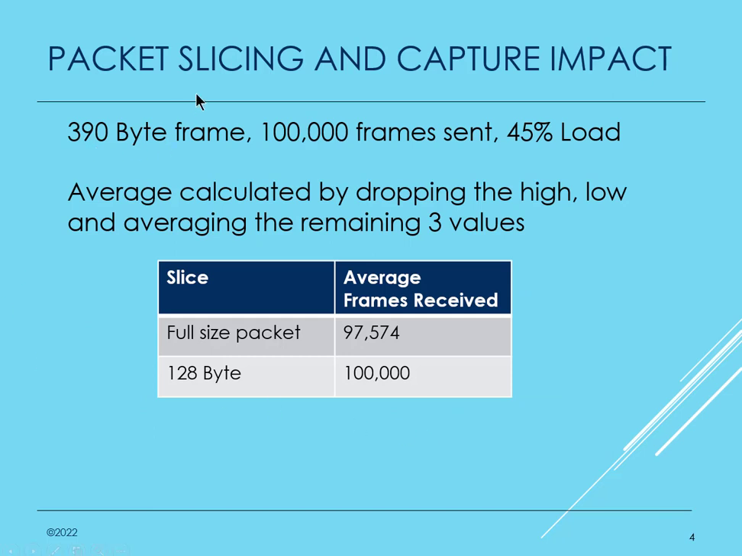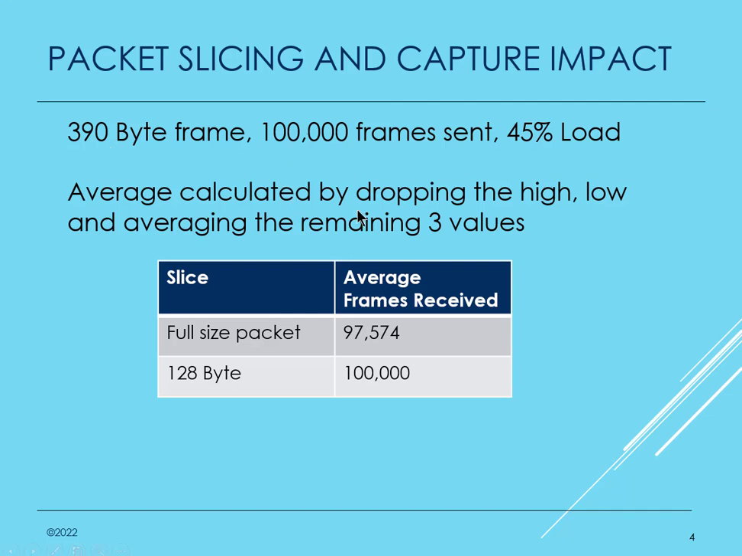So here's an example, packet slicing and the capture impact. I have a 390 byte frame. I sent 100,000 frames to my laptop with 45% load. So I'm not going nuts here, right? The key here is the packet size. The smaller the packet, the more you can jam on the wire. The more on the wire, that means your laptop has to stop, interrupt, and process that packet. That's why people have problems.